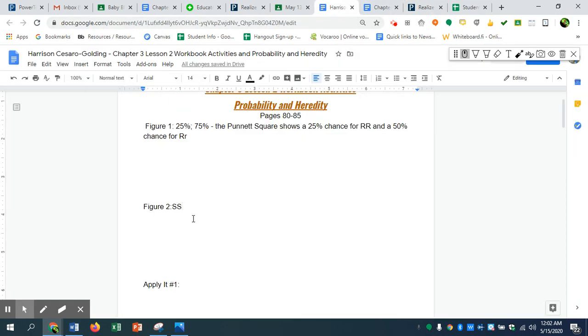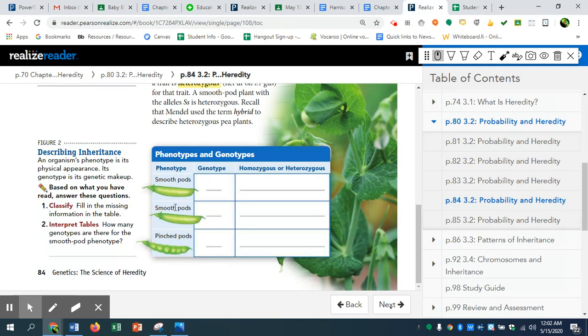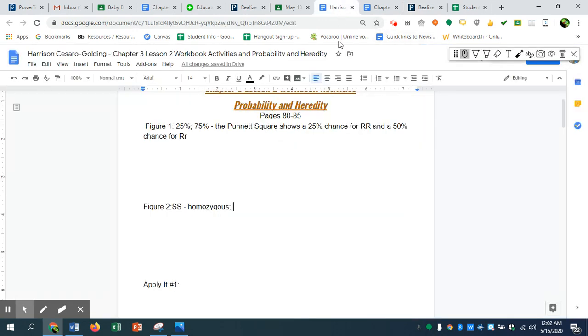Well, these two letters are the same. So that would be, remember, the prefix homo means same. So homozygous. Okay. So now what's another possibility for the smooth pod? Remember, dominant always appears over the recessive. So this could be a capital S, lowercase s. Now, are those two the same letters or different? They're different letters. So that would be heterozygous.